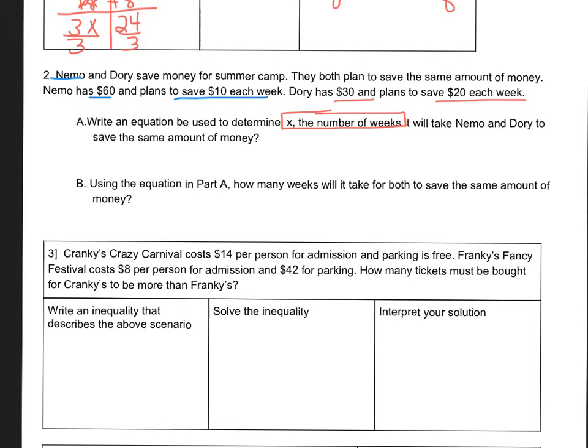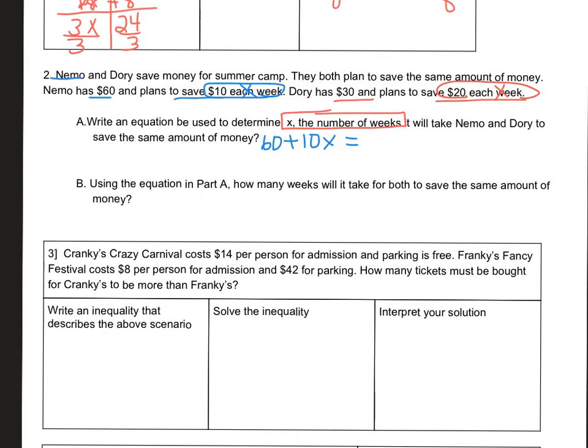So if x represents the number of weeks, I know wherever I see the word weeks is going to be my variable. $10 each week. There's my 10x. Plans to save $20 each week. There is my variable of x, my multiplier. So let's go ahead and solve. Nemo started off with $60, right? And Nemo started off with $60 and is saving $10 each week. So that means that is a positive thing going into Nemo's bank account.